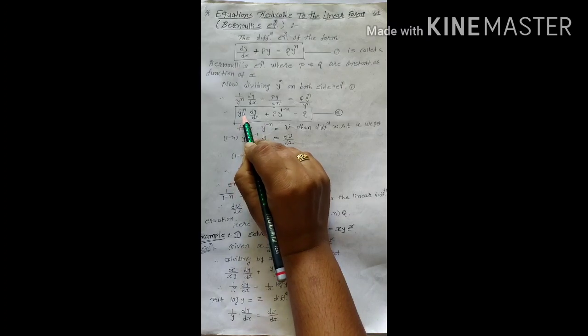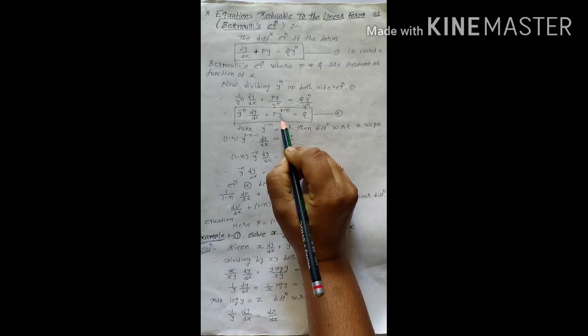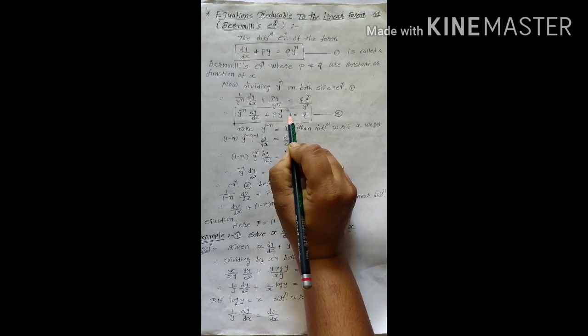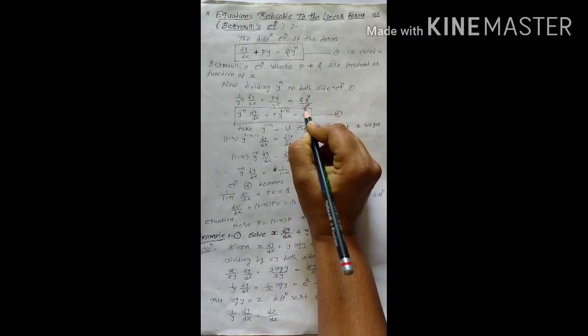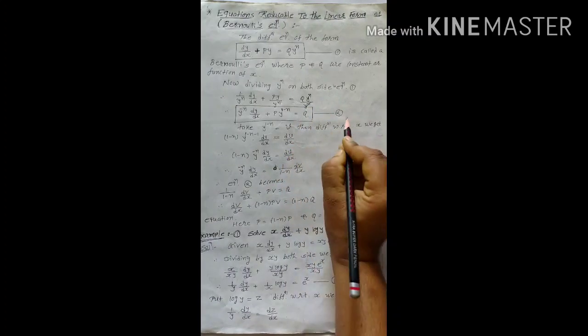Therefore y raised to minus n into dy by dx plus p into y raised to 1 minus n. Here y raised to n will be cancelled out. Therefore, it is equal to q. This is equation number 2.